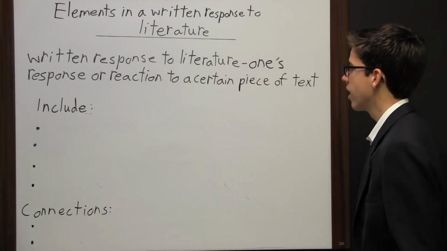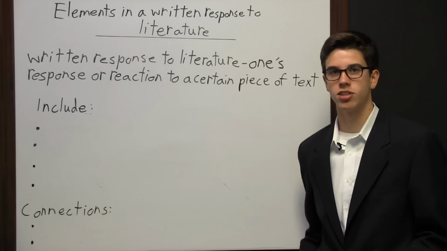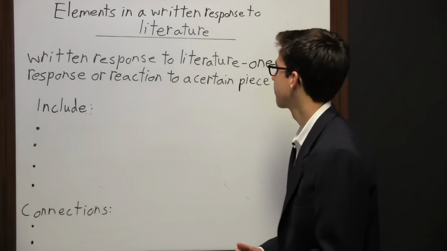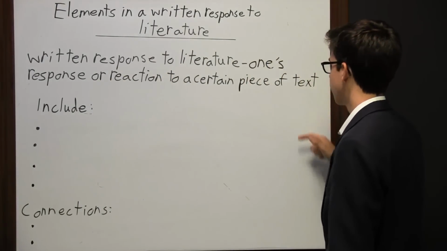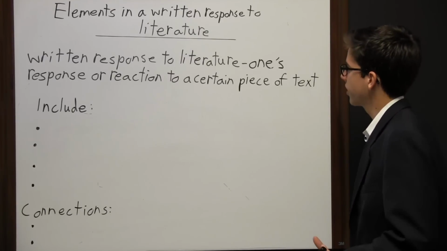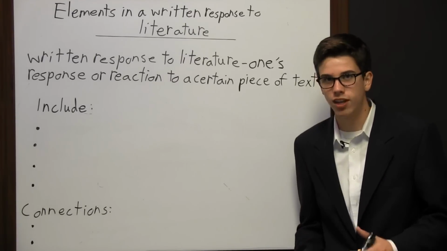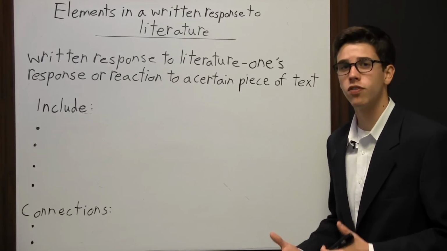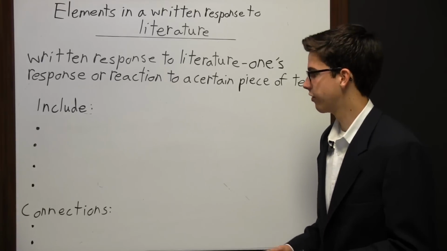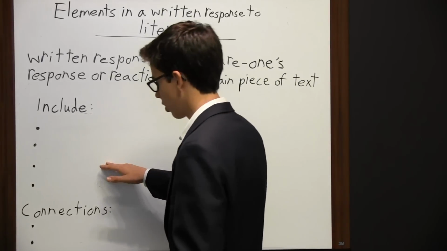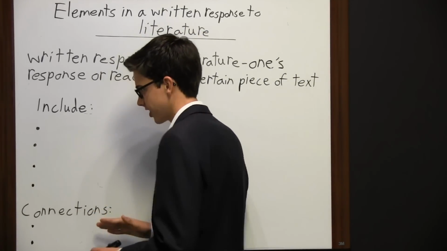Sometimes after reading a piece of text, someone can come up with what's called a written response to literature. And so this is one's response or reaction to a certain piece of text. So this is when someone gives constructive criticism to the author of the piece of text. They're giving feedback to the author. So this can be a very good thing, but there are several elements that are very key to include. So there are some things they need to include, and there are a couple of connections they need to make.